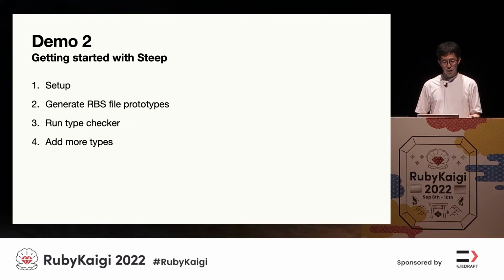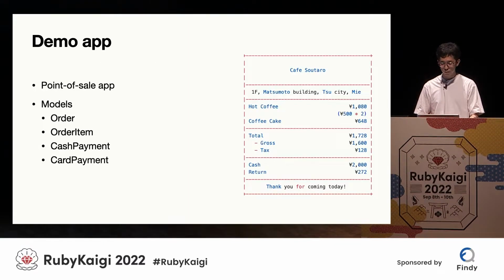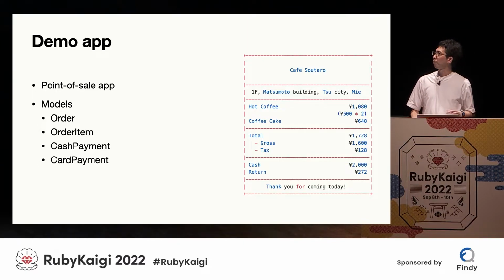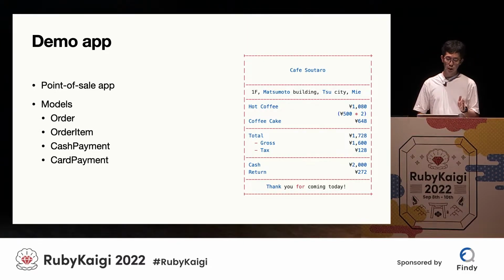And the next demonstration is how we can get started with Steep. So setting up the gems, generating RBS file prototypes, running the type checker, and we can add some types. So this is an explanation of the demo application.